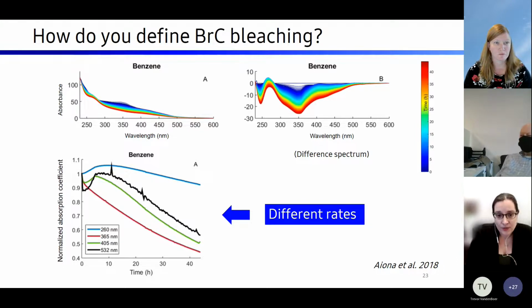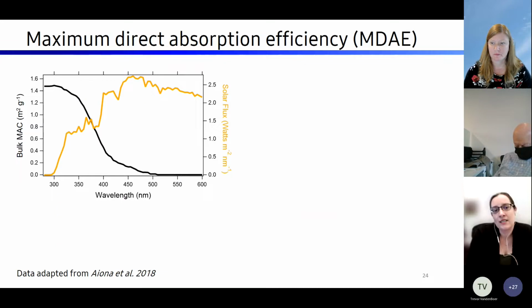Now, this is a challenge for a mixture of different samples. If you're looking at one sample, it's not too hard, but we're looking at biomass burning samples from different types of burns, from different fires. And so we have a big mixture in terms of the composition of this material. So to get around this, what I'm doing is something that I'm calling a maximum direct absorption efficiency calculation.